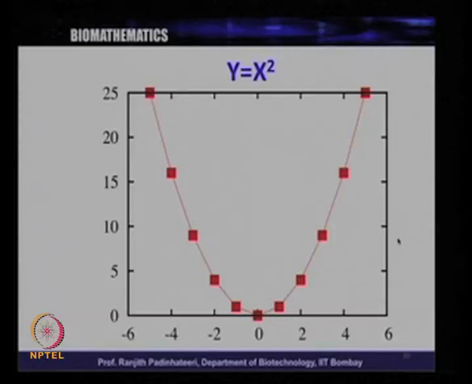When y is 9, there are 2 values, because minus 3 square is 9 and plus 3 square is also 9. For 16, minus 4 square is 16, plus 4 square is 16. For 25, there are 2 values, because minus 5 square is 25, plus 5 square is 25. So, essentially y equal to x square is a symmetric function; it does not matter whether x is negative or positive, you have the same values for y. It looks symmetric around x equal to 0. If you take x equal to 0 as a vertical line and look at both sides, it looks similar. So, the simplest quadratic function is y equal to x square.